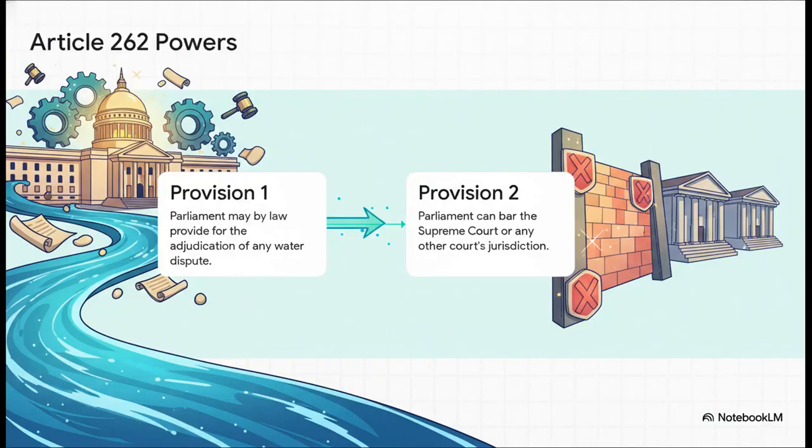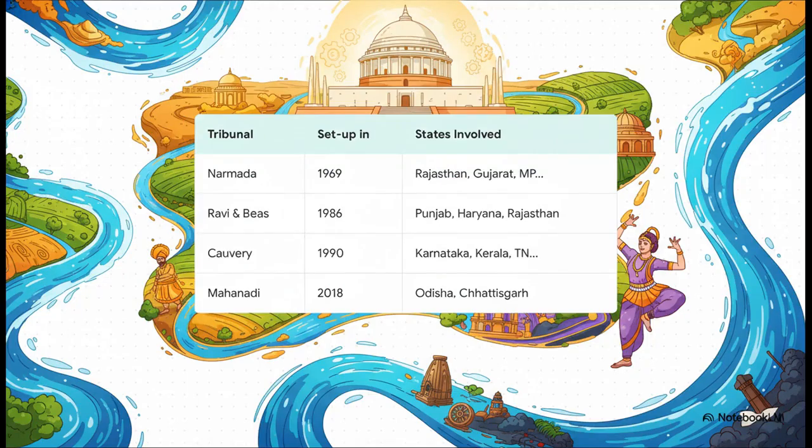And you know what? Article 262 is incredibly powerful. It gives Parliament two huge abilities. First, it can literally create the entire legal machinery for settling these water fights. And second, it can say, hey, this is so specialized, not even the Supreme Court can touch it. This creates a totally separate, expert-led path to get a resolution. And believe me, this isn't just some theory. Parliament has actually used Article 262 to set up a bunch of these tribunals over the decades. You can see some of the big ones right here, for major rivers like the Narmada and the Kaveri. These tribunals have been absolutely essential in solving some of India's longest and most bitter interstate disputes.